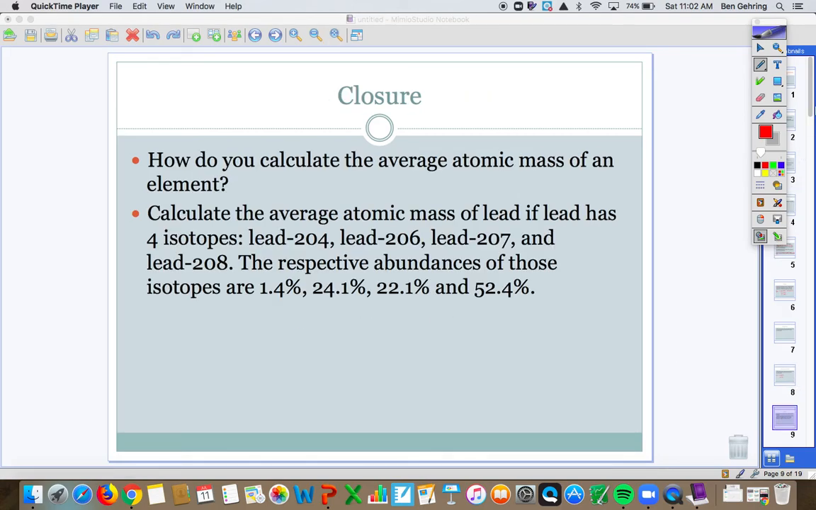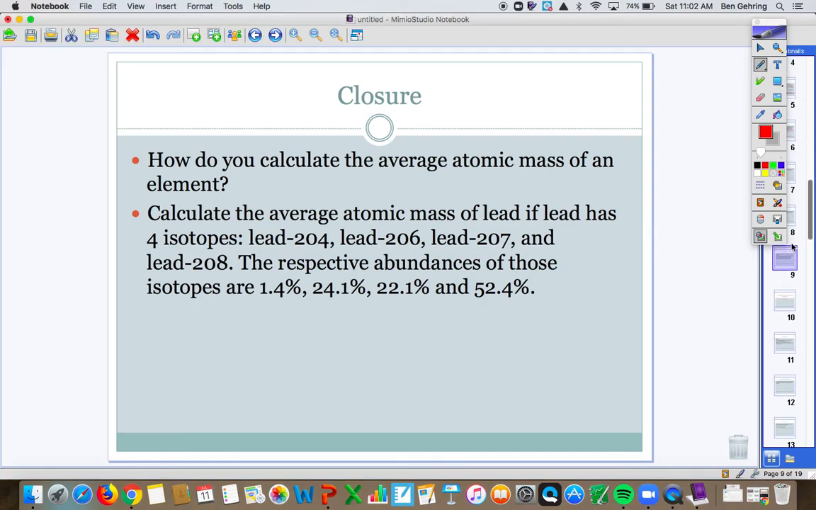All right, here are some closure questions. Make sure you can answer these. The first one is, how do you calculate the average atomic mass of an element? You should be able to explain to me how to do that. Then you can calculate the average atomic mass of lead, given the isotopes and percentages there. If you're looking for percent abundances, we're going to discuss that in the next video.